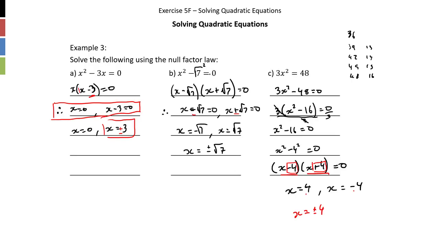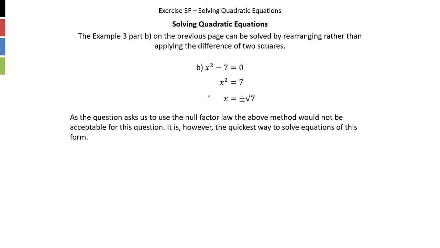This happened in class the other day when I was doing it with my class. Someone did this question B a little bit different, and they also did C a little bit different. But this question said use the null factor law. So to use the null factor law, you have to factorize and let it equal 0. There is another way we can do it. If we look at part B, there's another way we can do it.